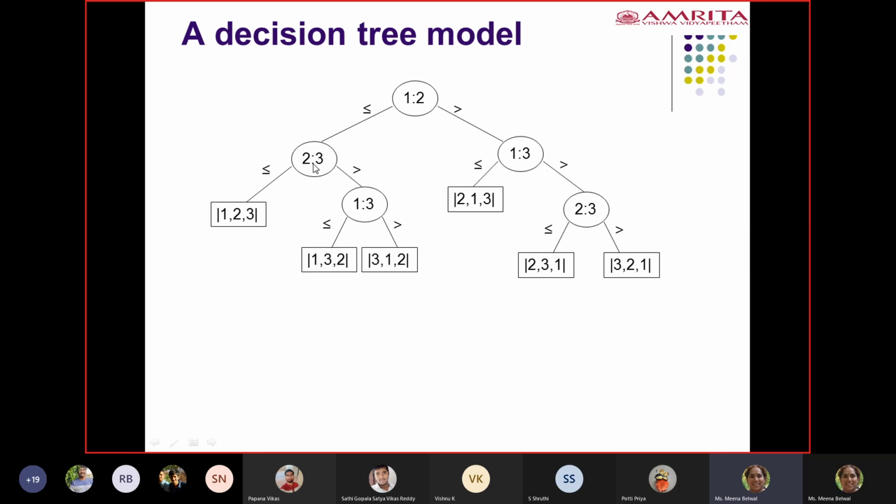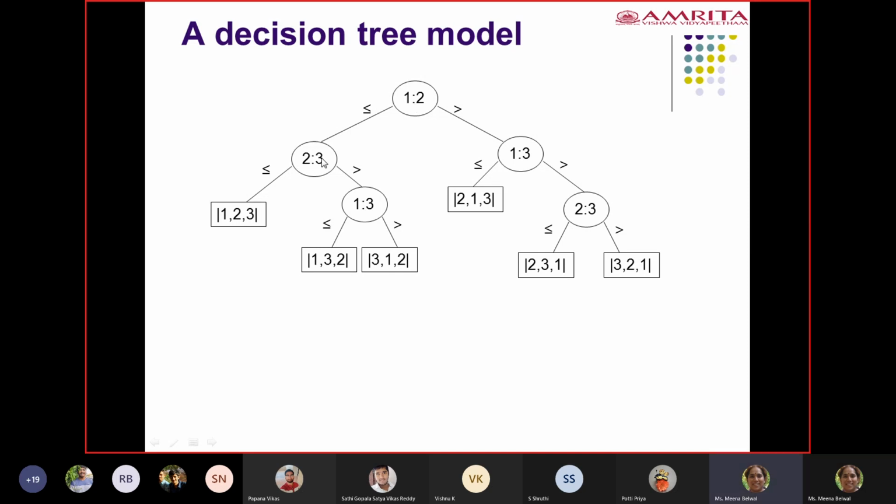Now if I find 2 is less than 3, that means I have reached a branch where I am saying 1 is less than 2, and also 2 is less than 3. Right? 1 is less than 2 and 2 is less than 3 means what will be the sorting order? 1, then 2, and then 3. Because I have reached here by saying that 1 is less than 2 and then 2 is less than 3. That means this is my sorted order.